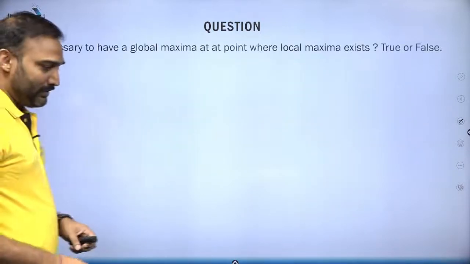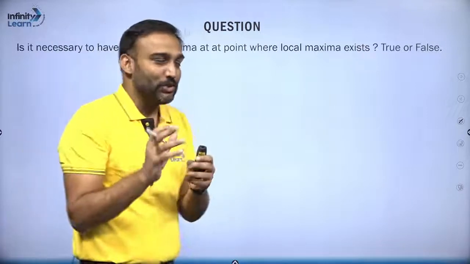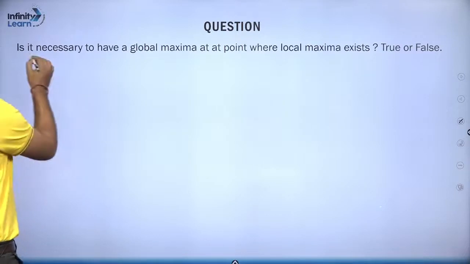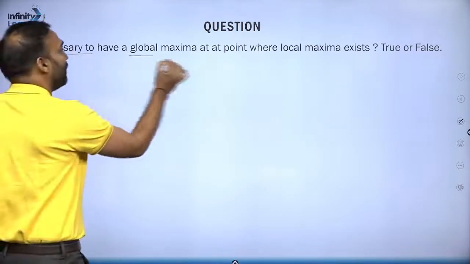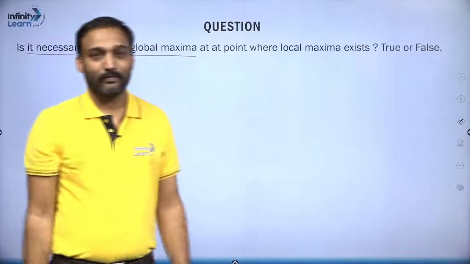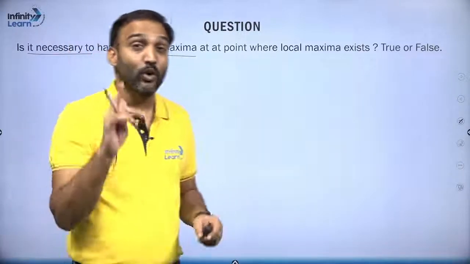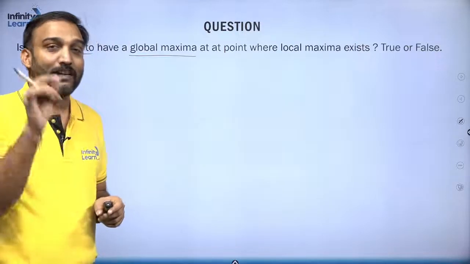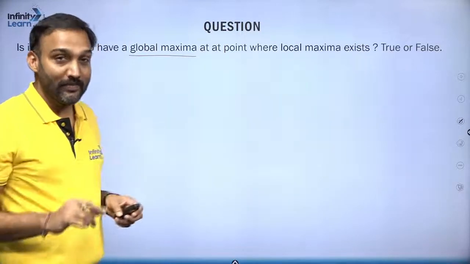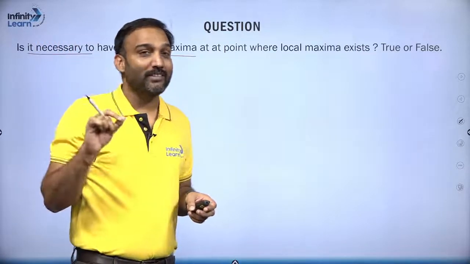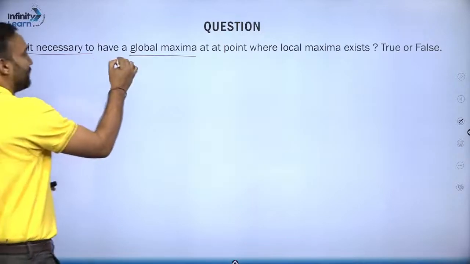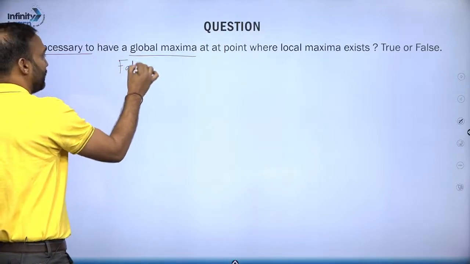Now, one interesting question to ask right over here. Read it carefully and answer me correctly. Is it necessary to have a global maxima at a point where local maxima exist? Right? No, because global maxima can occur at a point where there is no local maxima. Remember the graph that we have done? At the end point we have a global maxima, but local maxima was not there. So the answer is false. It is not necessary.